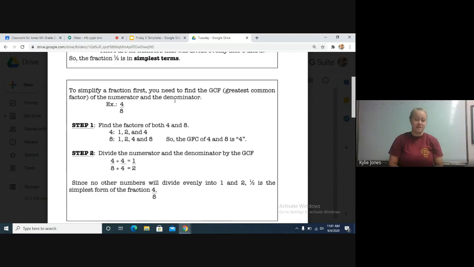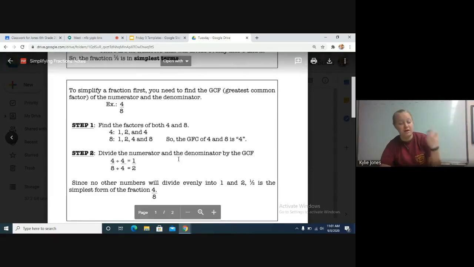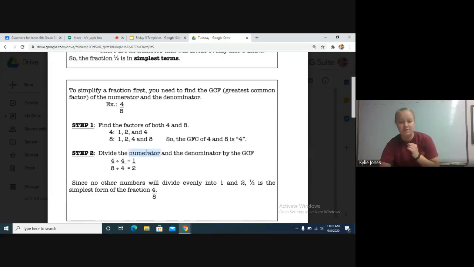So first step would be to find the GCF of the two numbers. So 4 and 8, their GCF, the greatest common factor, is 4. That's step 1. Step 2 is to divide the numerator and the denominator. That's something that I see people forget, that you have to divide both the top and the bottom by the number. And when you divide, you get 1/2 in this case. Once you get down to 1/2, that's as simple as it can go. There are no other numbers that are going to divide evenly into 1 and 2. So 1/2 is the simplest form of the fraction 4/8. And we're going to do a few practice problems.